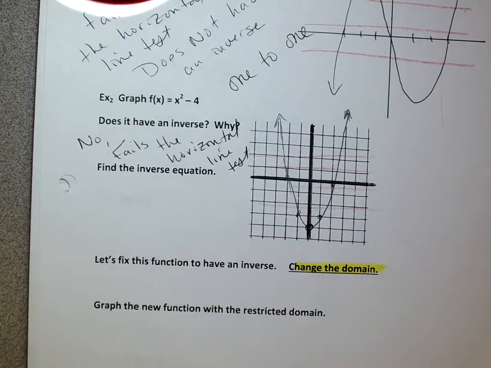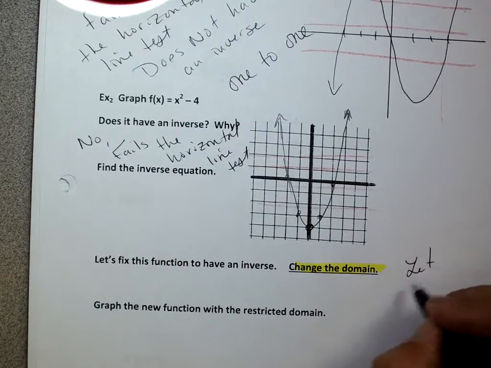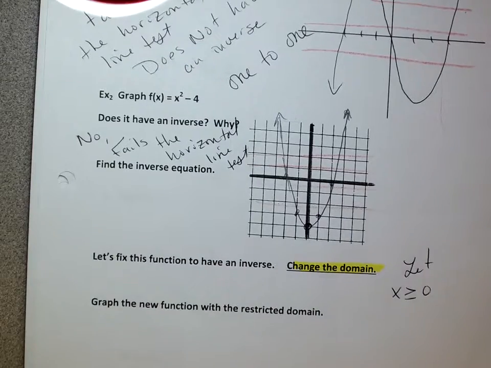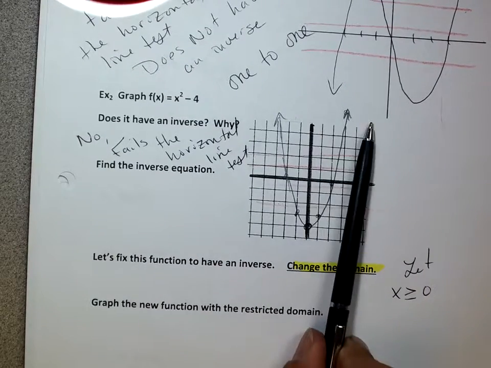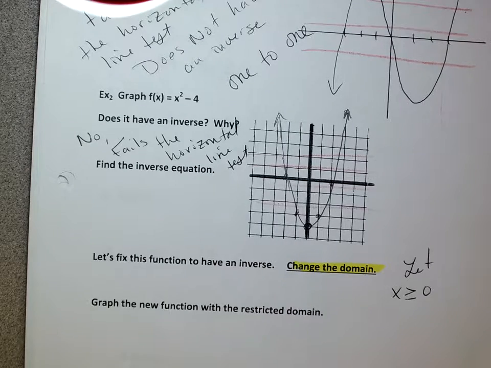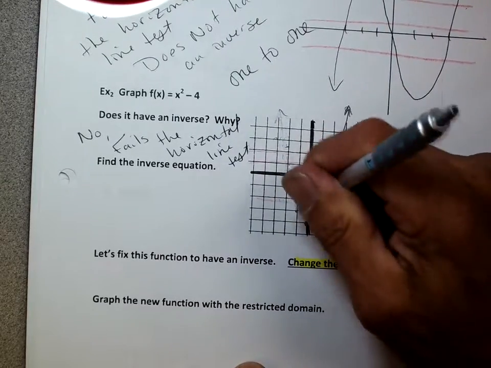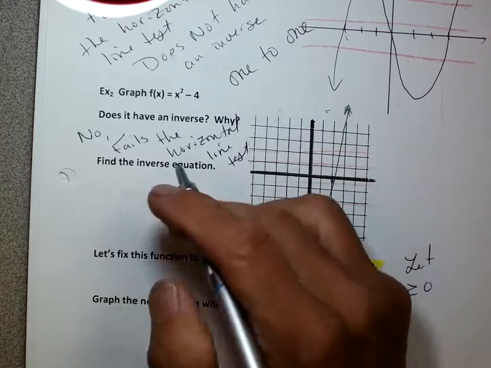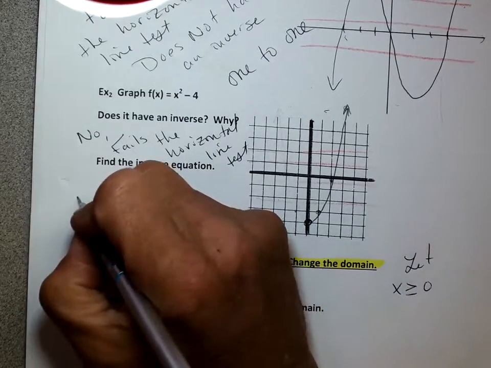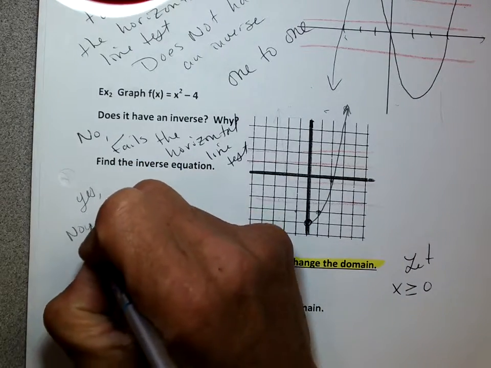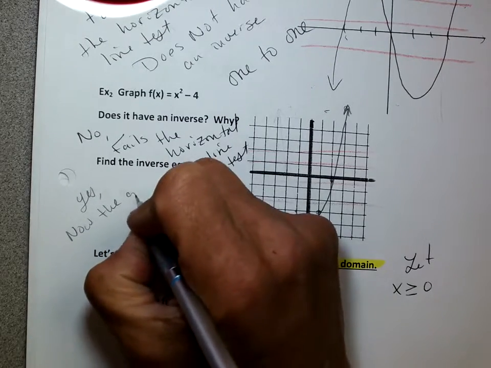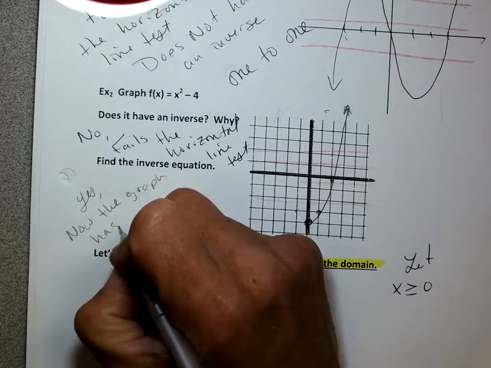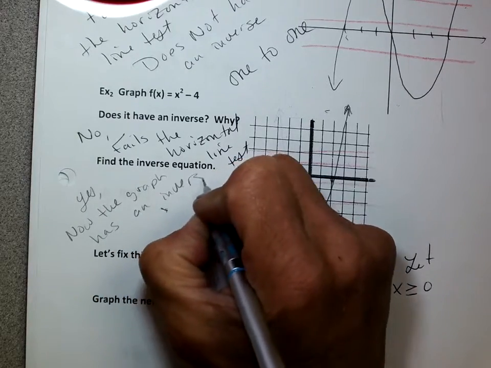So I'm going to say, let x be greater than or equal to 0 only. So we want x to only equal the positive half of this graph, which means I'm going to erase this back half. I'm going to take my eraser now, and I can erase that back half of the graph. Or you could have erased the other. Normally we'll keep positive values. So when I look at it now, yes, after changing the domain, now the graph has an inverse.